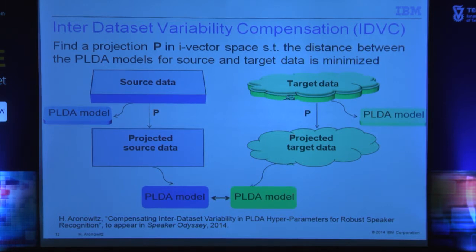And what we want to do is find a linear projection P on the i-vector space, so it's in the feature space, not in the PLDA space. We want to find a low dimensional projection P such that after projection, both of the PLDA models, the green one and the blue one, are much closer to each other. And if you find such a projection, of course, we want to preserve most of the speaker information. We don't want to just throw everything away and make the models be similar. So this is the goal.